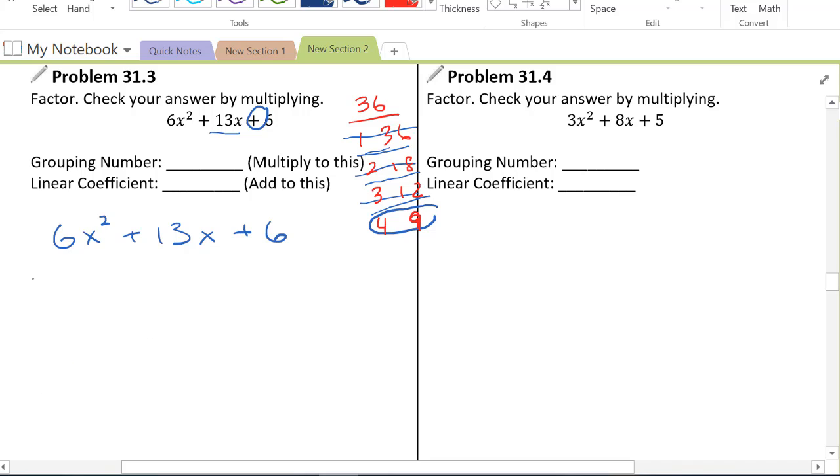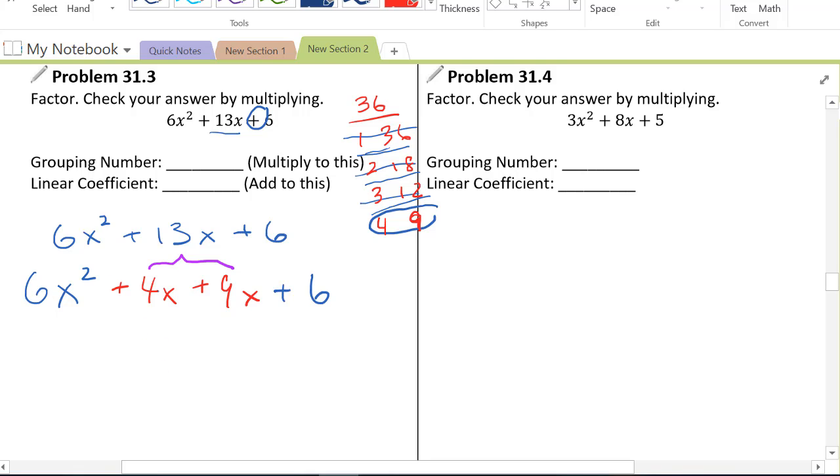We rewrite the first term. I'm just going to copy down the 6x squared. Now I'm going to make 13 using the two factors. It's going to be a positive 4x and then a positive 9x, and then we're back with a plus 6. Bring down the plus 6. So you see what I did? You want to make sure these two terms will always give me the middle term. 4x plus 9x is 13x.